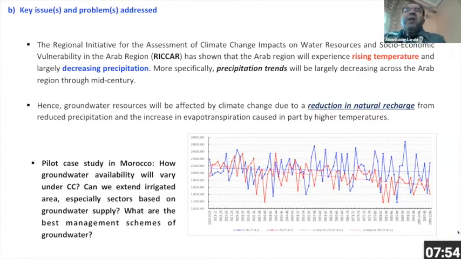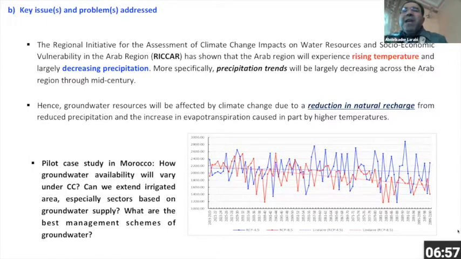The key issue addressed is that the regional initiative for the assessment of climate change impacts on the water resources and socio-economic vulnerability in the Arab region has shown that the Arab region will experience rising temperature and largely decreasing precipitation, through the mid-century. Morocco belongs to this Arab region, so the groundwater resources will be affected by climate change due to the reduction of natural recharge, which comes from the reduction of the precipitation and the increase of evapotranspiration.